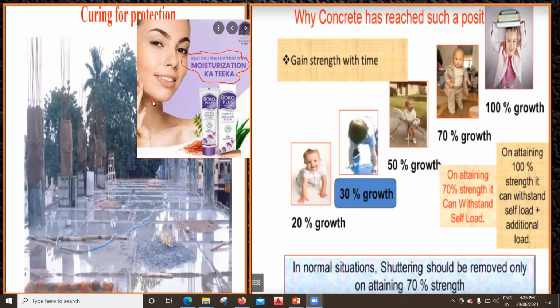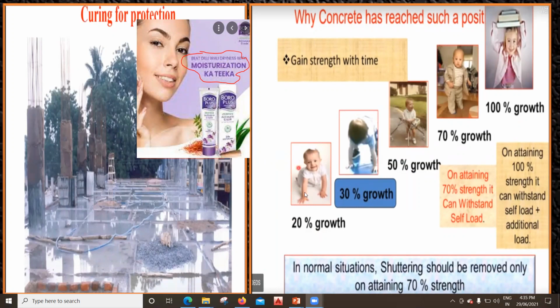Usually when we go outside, we try to apply some moisturizer cream, so that the skin will remain fresh, and we don't want the moisture to be lost. The same thing is with curing also. And also as you keep on doing the curing, the strength gain is going to happen.